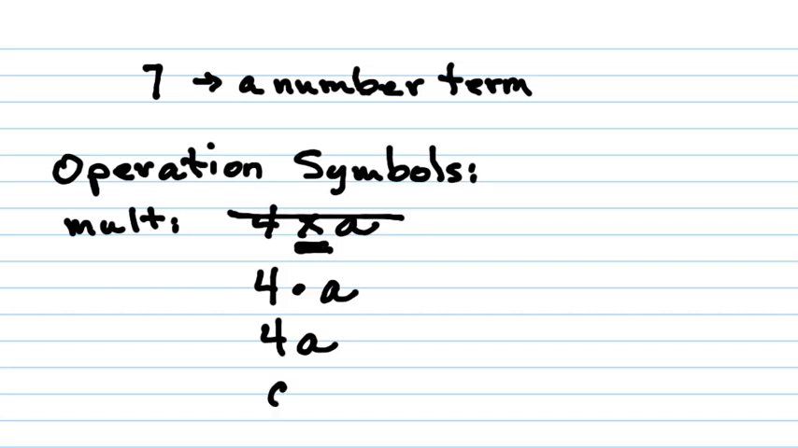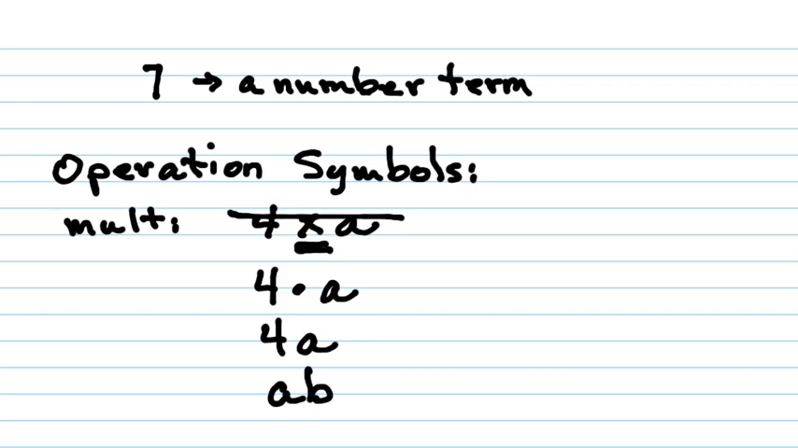There you go. Now, you can also do the same thing if you have 2 letters multiplied together. I need no symbol at all. So what does AB literally stand for? A times B. There you go. So that's the only one that requires no symbol at all.